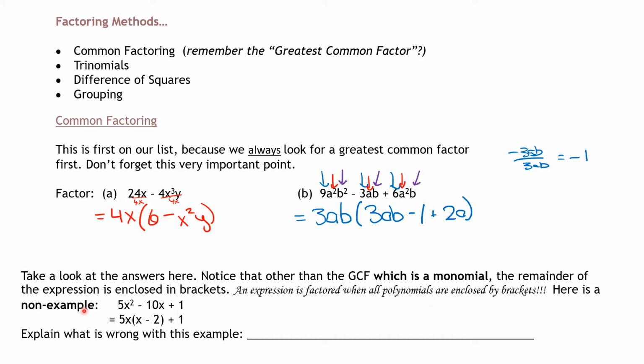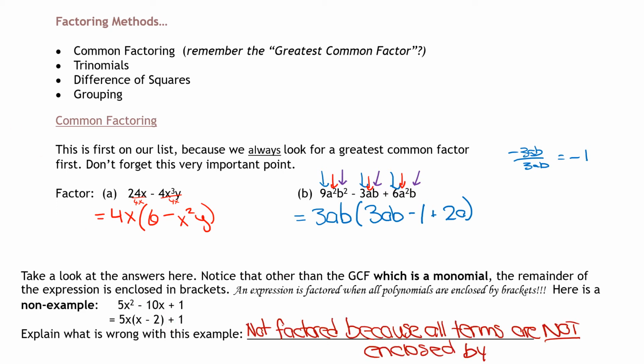So here's a non-example. So this is a wrong way to do it. If you look at this trinomial and you say, oh, I'm going to take a 5x out of these first two terms, take out a 5x, I'm left with x minus 2. That's not factored because there's a plus sign sitting out in the open. It is not factored because all terms are not enclosed by brackets. And I can tell that by looking at it, but also because of this plus sitting out here, right? That's clearly not enclosed in a bracket with the 1.